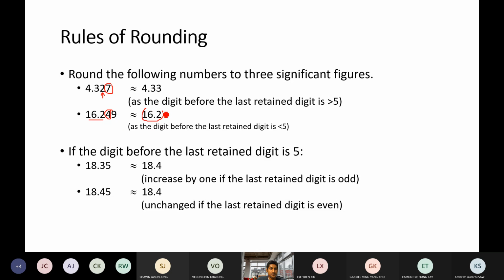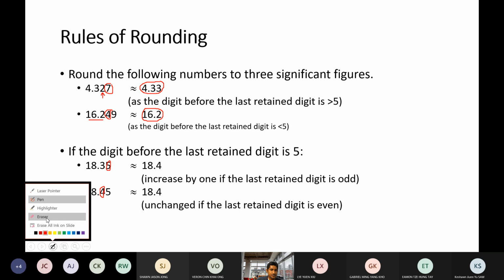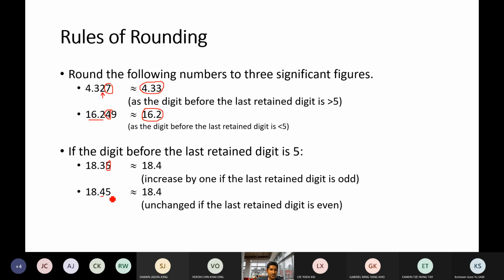We are rounding to 3 significant figures. All are up to 3 significant figures. If the digit before the last retained digit is 5, then yes, we will round up to 18.4. But if that digit is even, 4 is even, then even though it is 5, it will not be rounded up. It will remain as it is.